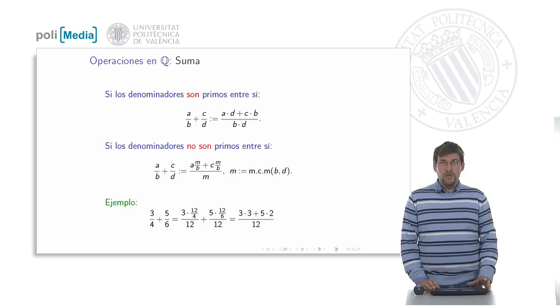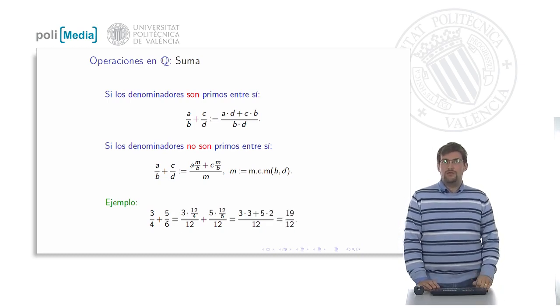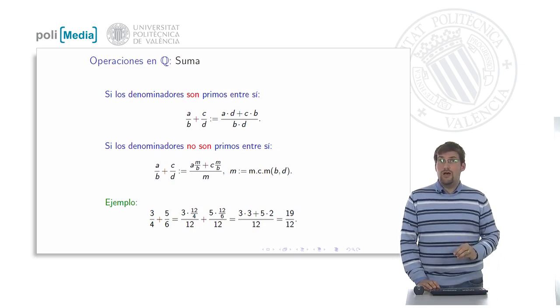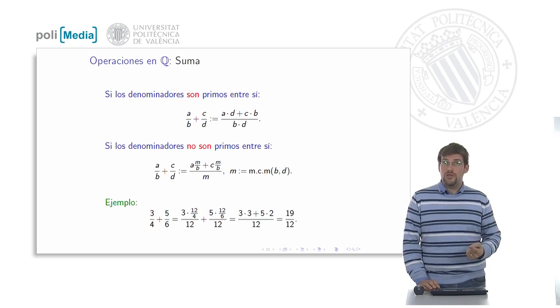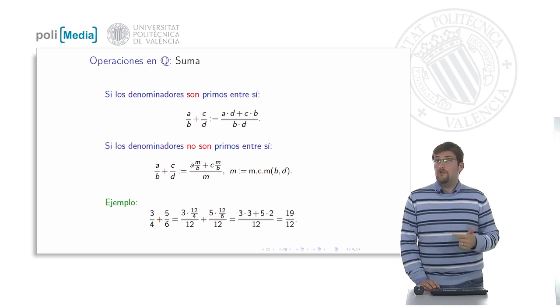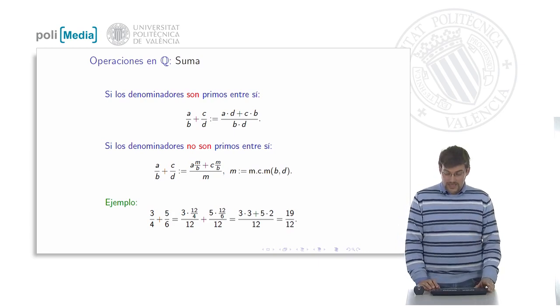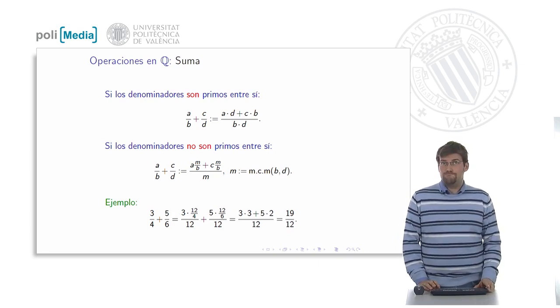We do this calculation without any additional issues, and in this case we have 19/12. Note that 19/12 is in its canonical form. 19 is a prime number, while 12 is not, but 12 does not have any factors in common with 19. Therefore, there are no common factors, and it represents the canonical form of the result.